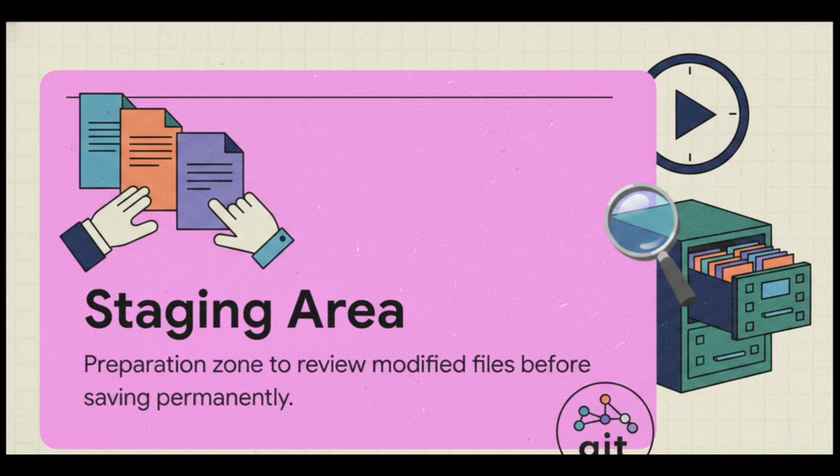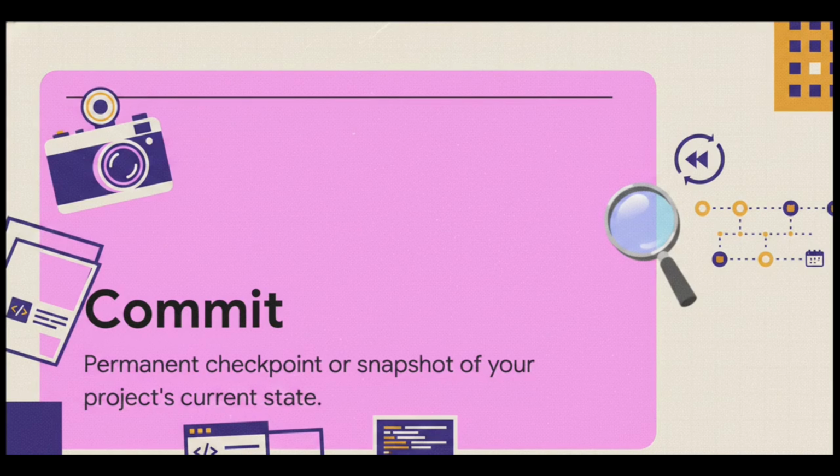Okay, let's build on that with our next concept, the staging area. See, Git is smart. It doesn't just automatically save every single typo or half-finished line of code as you type it. Instead, the staging area acts as a sort of preparation zone. It's where you gather up and review your modified files before you permanently save them. Think of it like carefully organizing your papers on your desk before you actually lock them away in that filing cabinet. Which leads us perfectly right into the commit.